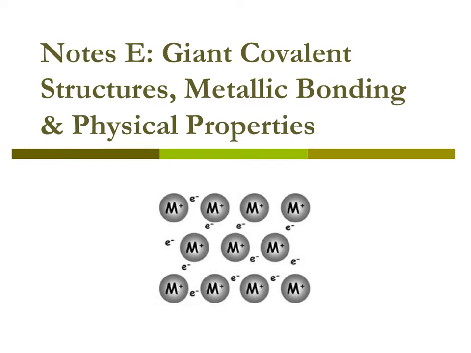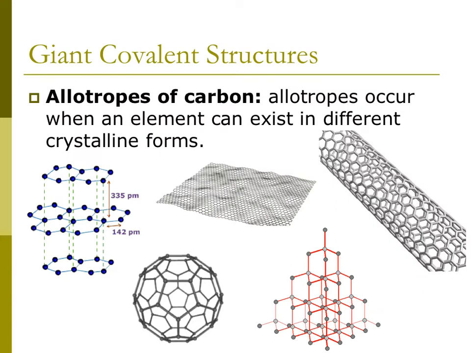In Chapter 4, Notes E, we're going to look at some of the big network covalent bonds and how that affects some of their physical properties. I want to start by comparing 4 different allotropes of carbon. To define the term allotrope, it basically means the different crystal structures that can form out of the same basic element. Carbon can bond in 4 different ways with itself to form these 4 different structures. Those are the allotropes of carbon.